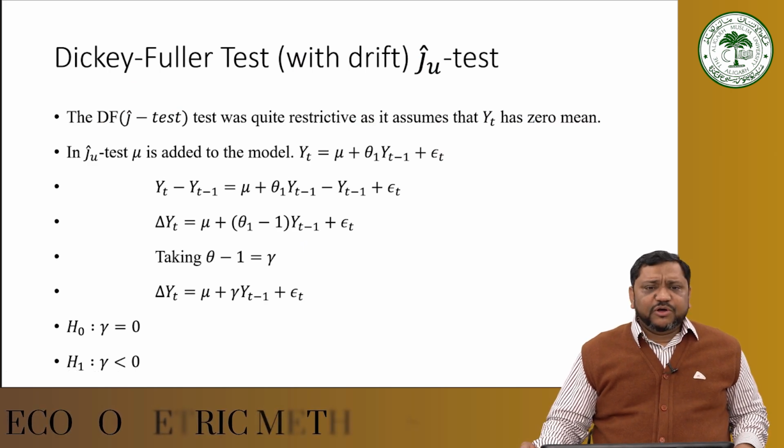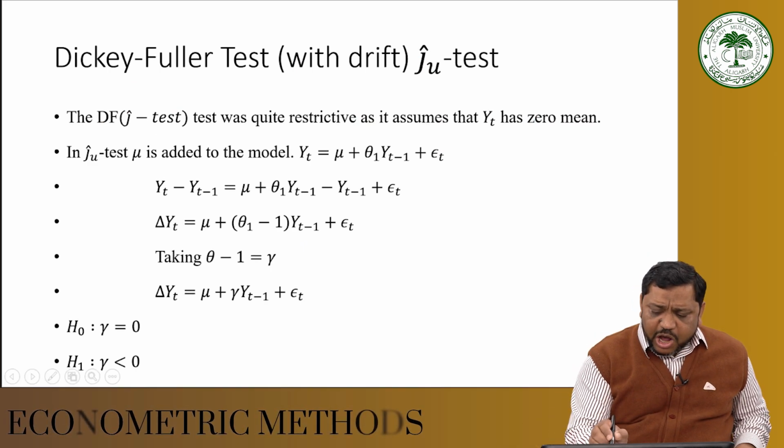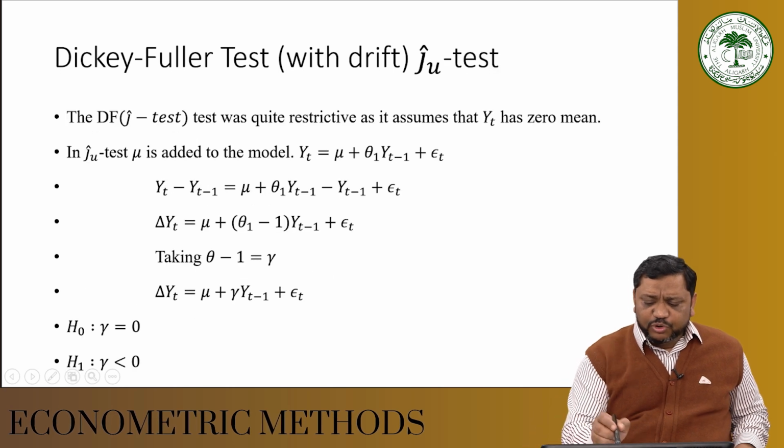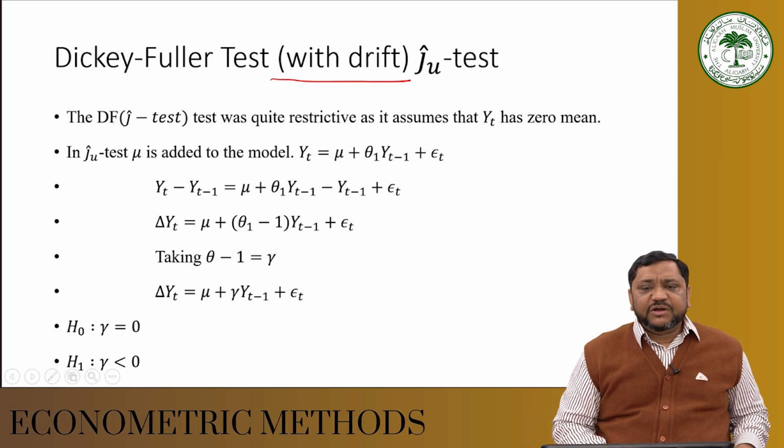Now the next test, which you call the tau mu test. Tau mu means that there is an element of drift.